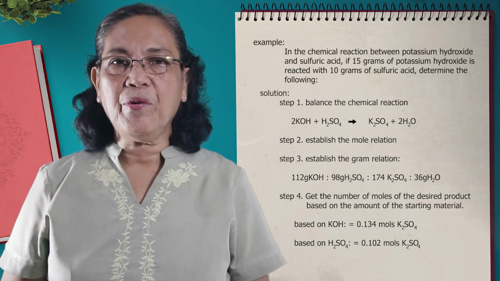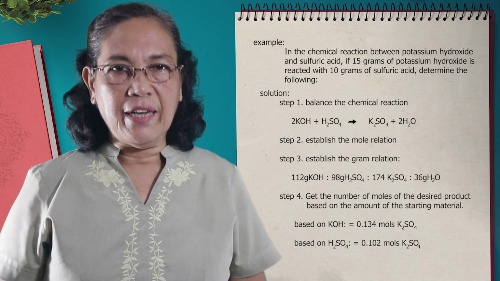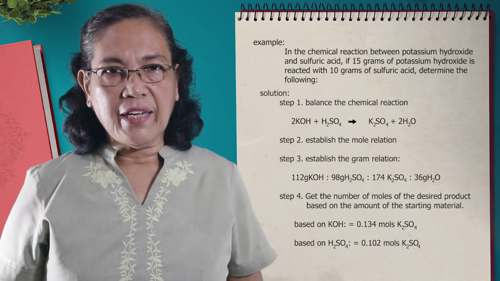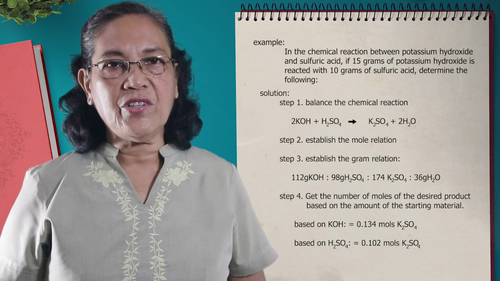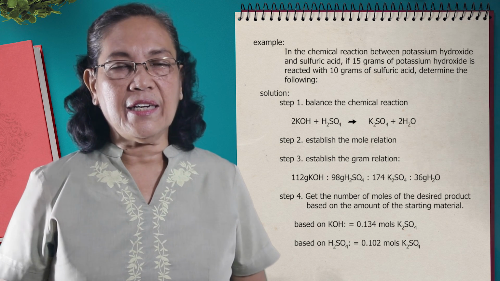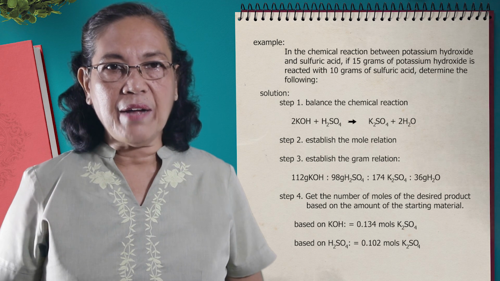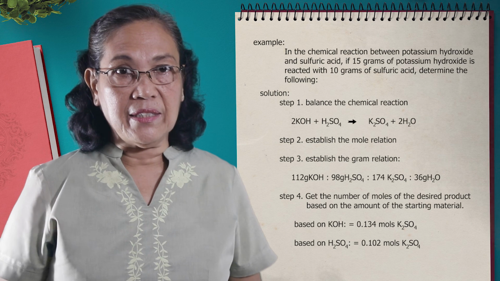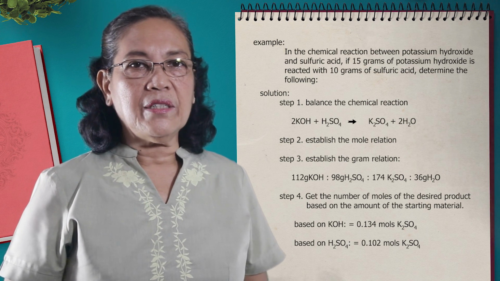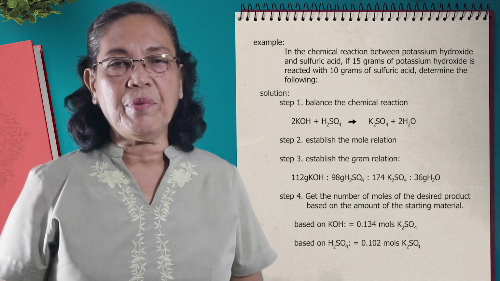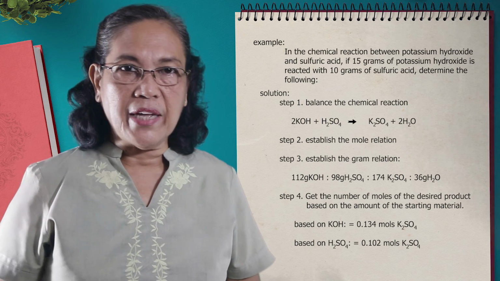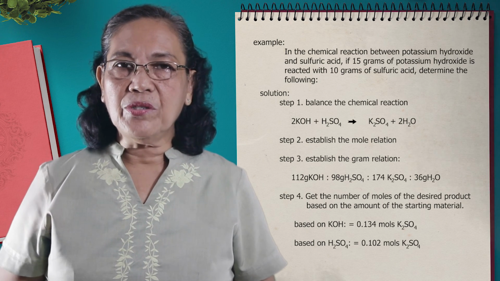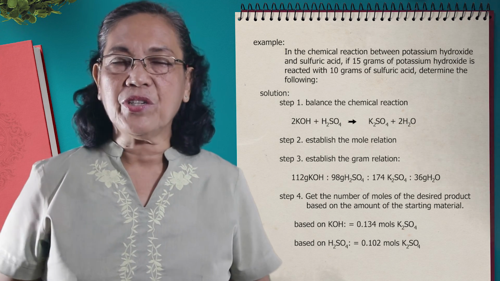Suppose in this problem, we are asked to get the limiting reagent, the excess reagent, the theoretical yield, the excess reagent actually reacting in the chemical reaction, the number of grams of unused excess reagent, and the percent yield. So in determining all those required in the problem, then we have to set the mole relation and the gram relation. So let's go to setting the gram relation.